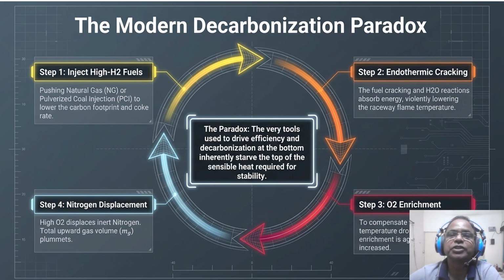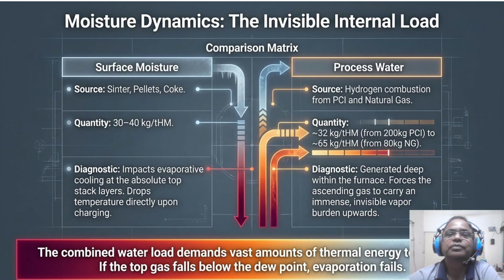Coming to the moisture dynamics of the furnace. So, invisible internal load. Look at the slide carefully. As you can see, this comparison matrix. So while surface moisture is 40 kg, process water from SO2 combustion adds up around 65. So these combined loads demand massive thermal energy. If top gas hits the dew point, evaporation fails and you are charging a wet furnace.